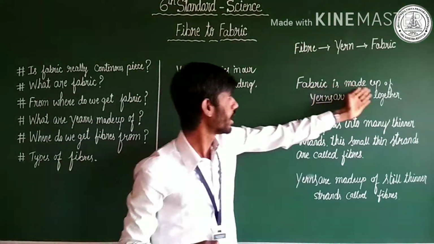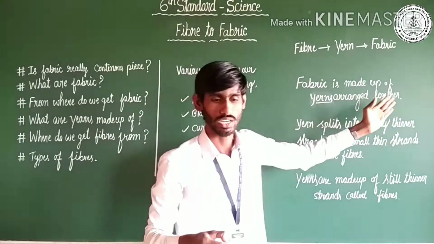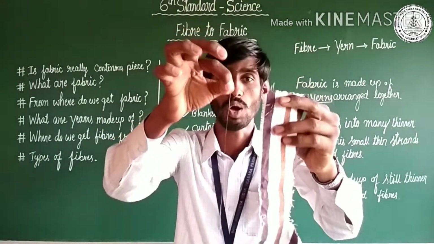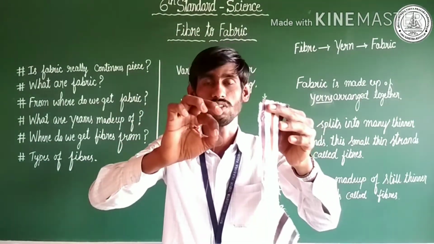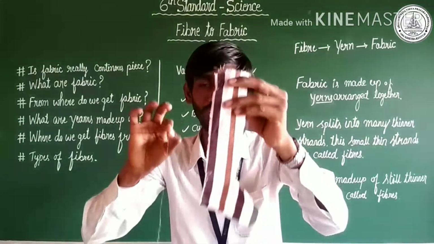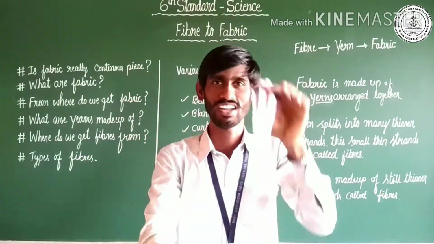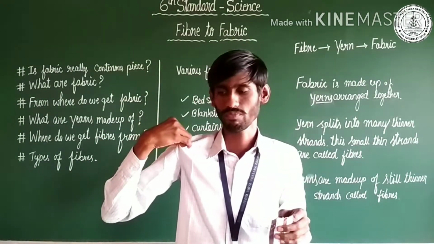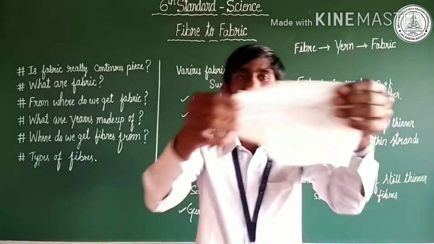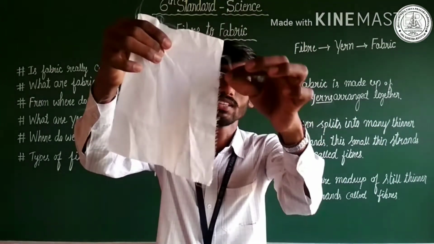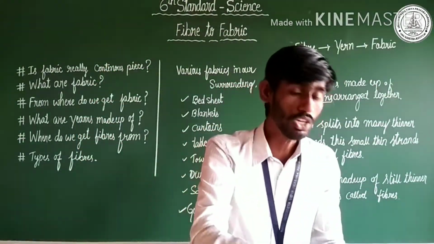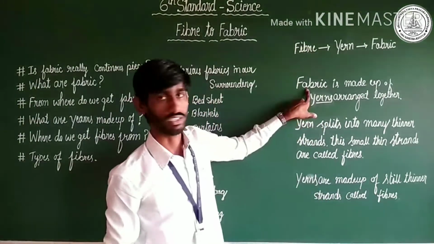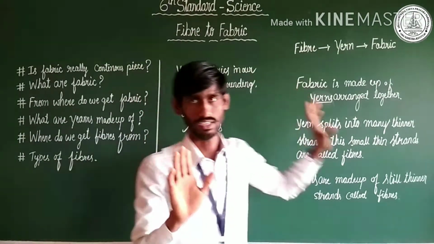The fabric is made up of yarns arranged together. A number of yarns are arranged together to make fabric. How many yarns are here? We can't count. There are a number of yarns available. These yarns make up the cloth. Not only cotton. Observe here, it is also my shirt. Here also there are a number of yarns. Observe here, here are lines, a group of yarns. A group of yarns makes up the fabric. Okay, so I think it's clear.